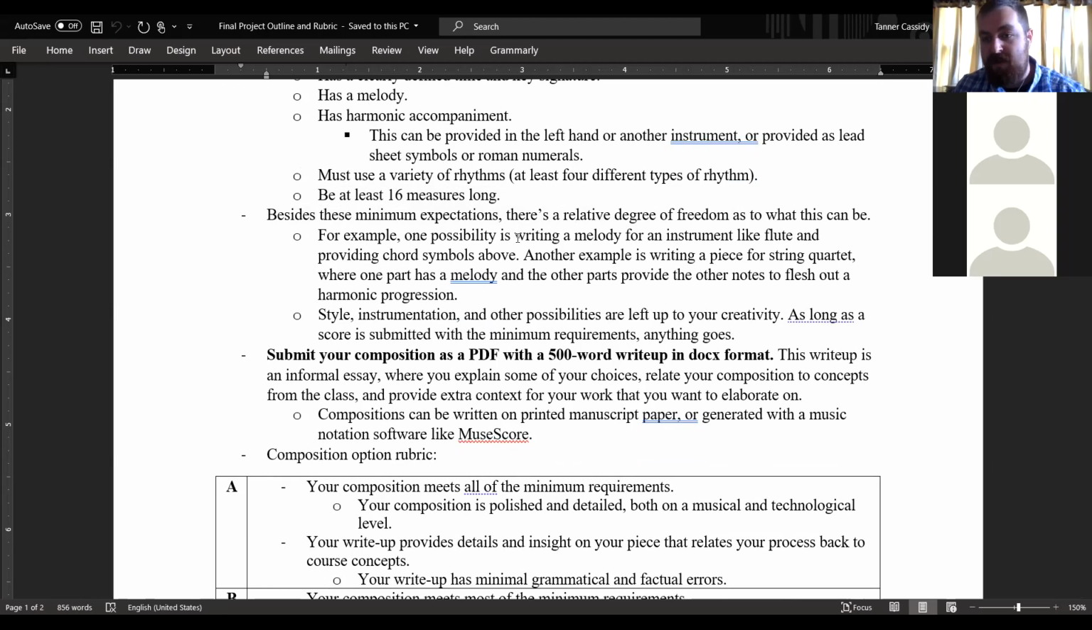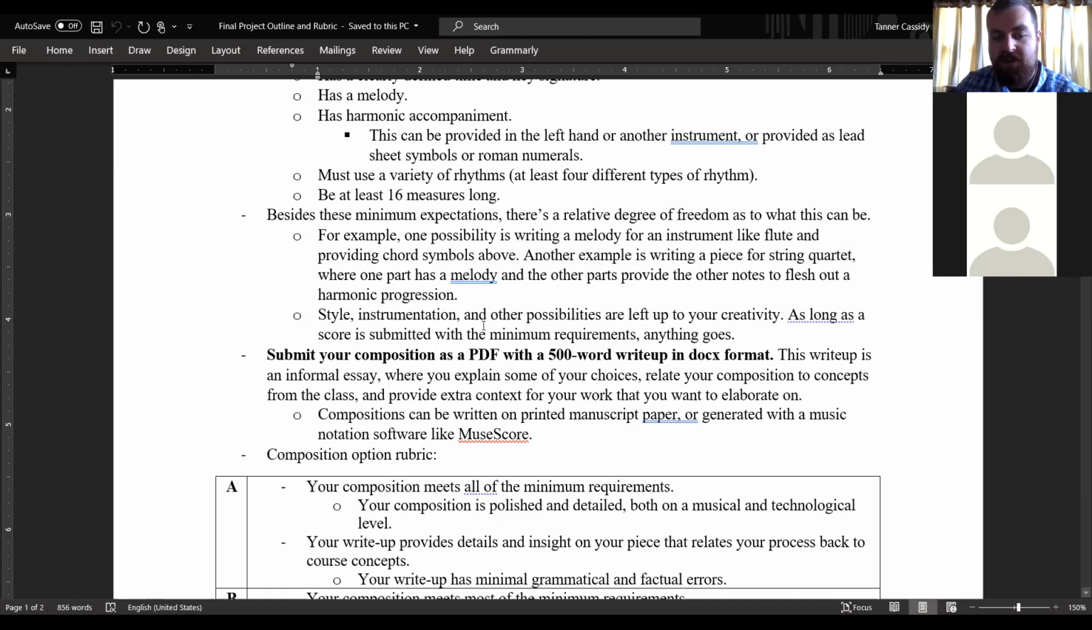And it's like, that's not useful for everybody. So this can be as useful to you as you want it to be. You could write a melody in an instrument like flute and just put the chord symbols above. You could write the piece for string quartet and actually write out four individual parts that all together form the chords, and where one has the melody. That's more intricate, but if that's what you're into, go for it.